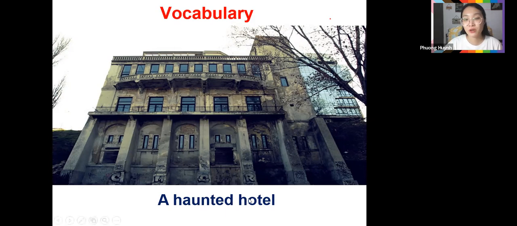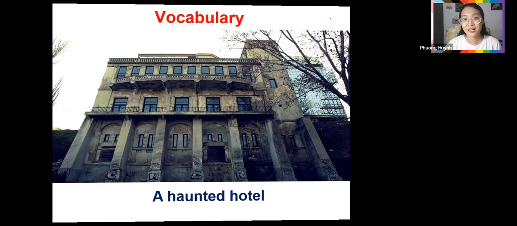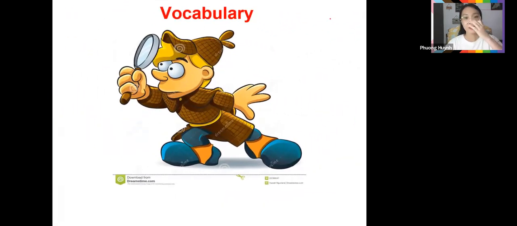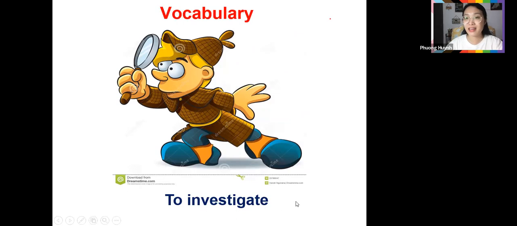So this word you can use for many places. Rồi, một khách sạn bị ma ám, đúng không? Rồi, từ vựng tiếp theo. So these photos, I will have the word to investigate. So to investigate, động từ này nghĩa là điều tra một vụ án nào đó.